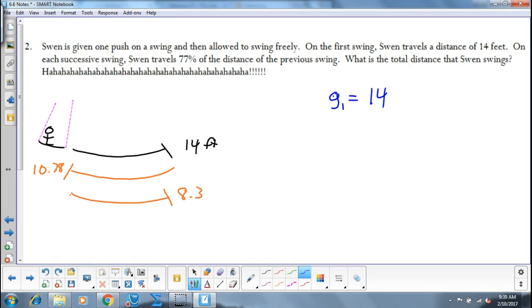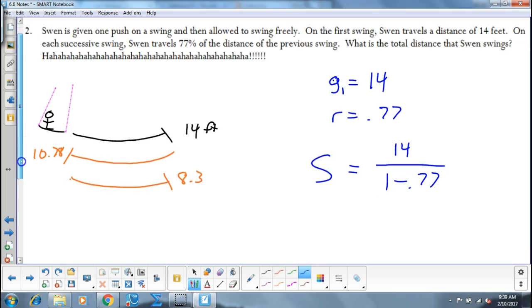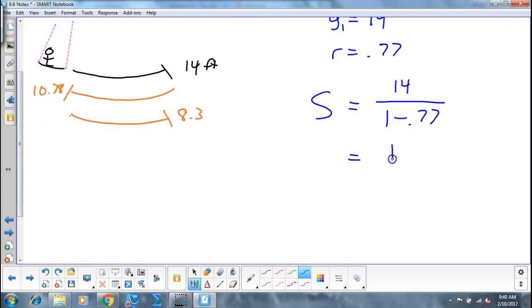Okay? My first swing is 14 feet. My r value then is 0.77, because air resistance is slowing me down, so I'm not going as far on every swing. Okay? So if he swings until he stops, that would be 14 divided by 1 minus 0.77. So that's going to be 14 divided by 0.23, which should give me a total of 60.87 feet.